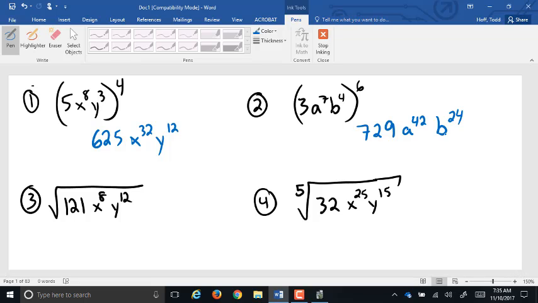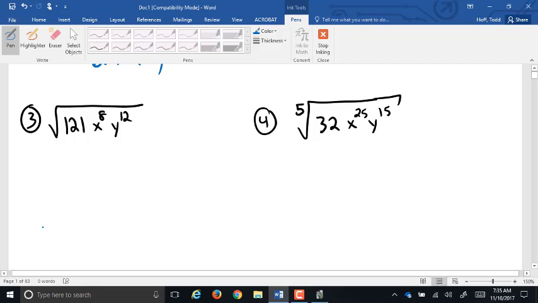Now, roots are just the opposite of powers. So for number 3 here, that's a square root. So we do the square root of the number. What is the square root of 121? 11. Then for the powers, instead of multiplying, we are dividing by 2. So x to the 8th square rooted would be x to the 4, and the square root of y to the 12th, y to the 6th.